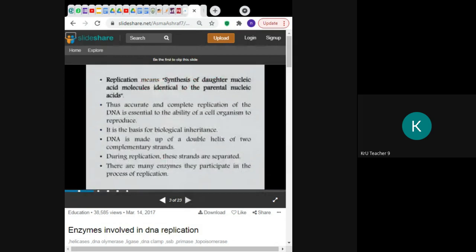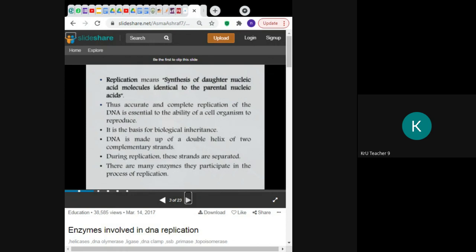Replication means the synthesis of daughter nucleic acid molecules that are identical to the parental nucleic acids. Thus, the accurate and complete replication of DNA is essential to the ability of the organism to reproduce. It is the basis of biological inheritance. DNA is made up of two strands, which are bound together by complementary base pairing, and during replication these strands get separated. Many enzymes participate in the process of replication.